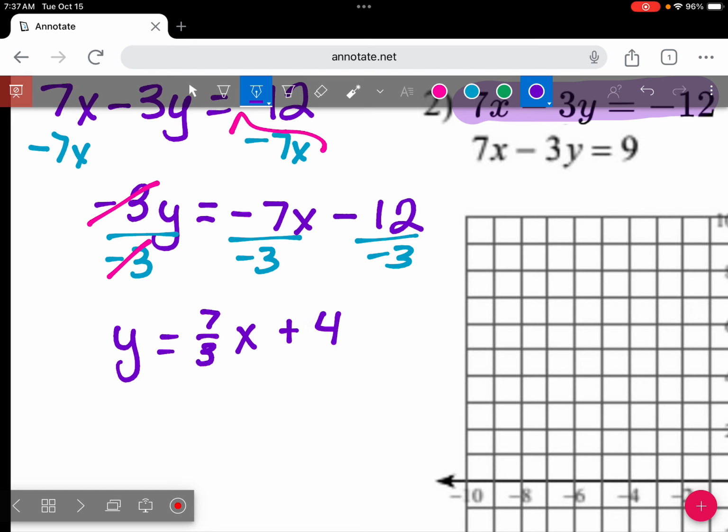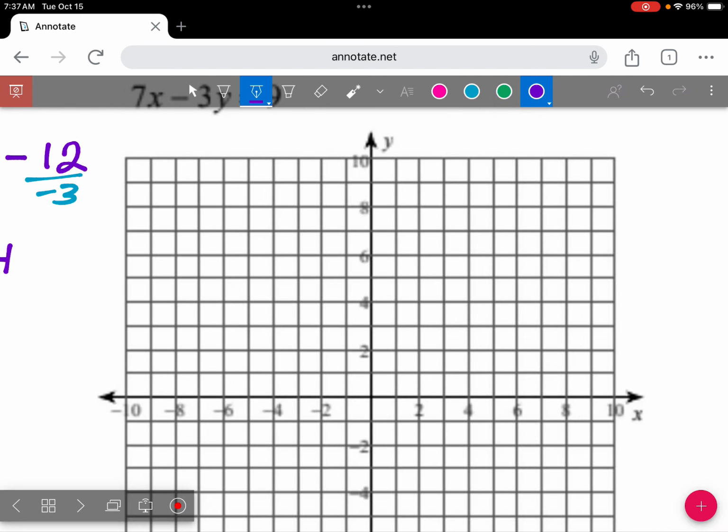Plus 4, because the negative over a negative cancels out. That's how we got our positive 7/3. 7 divided by 3 would leave us with 2 1/3, which, while accurate, doesn't help us when it comes to graphing. Okay, we see it? All right, when we graph this one, where am I going to start?